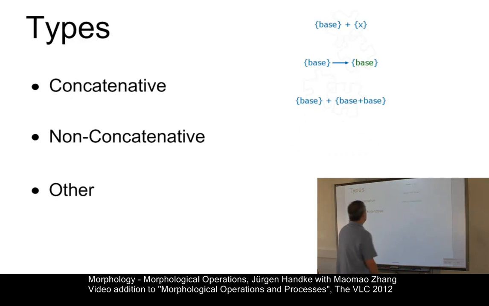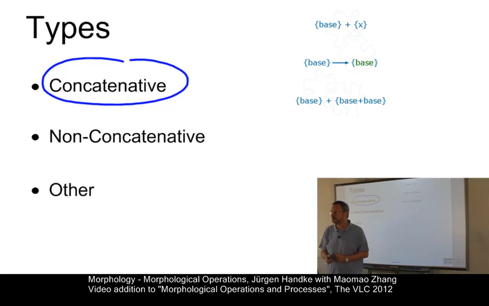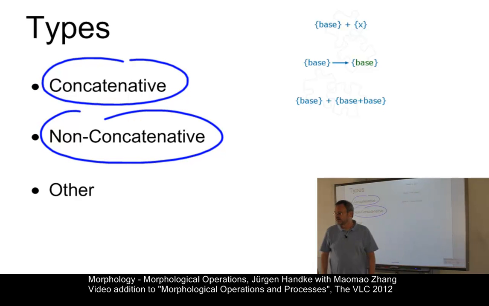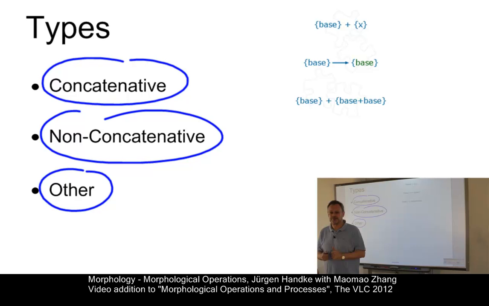Let's first of all look at some types of morphological operation in general. To build words, morphological operations have to manipulate base forms in various ways. This can be done by means of adding material, concatenating material. Two or more entities can be added. It can be achieved by non-concatenative operations, in which case the base is somehow modified, and it can be done in terms of further operations that range from more complicated concatenative operations or others, to the subtraction of material from the base.